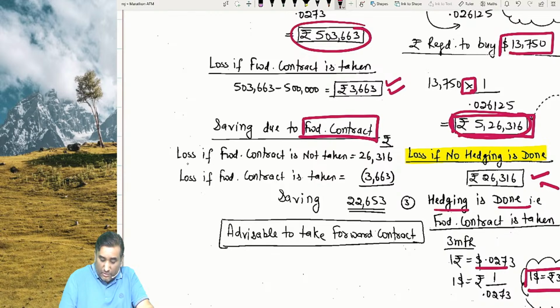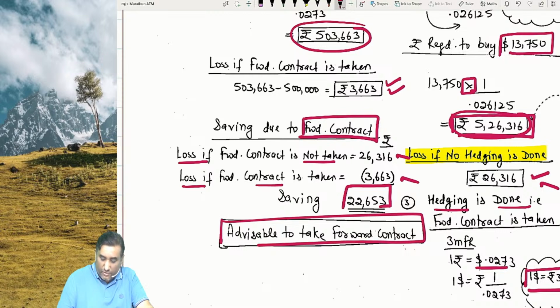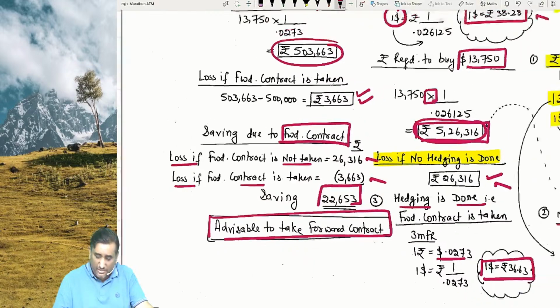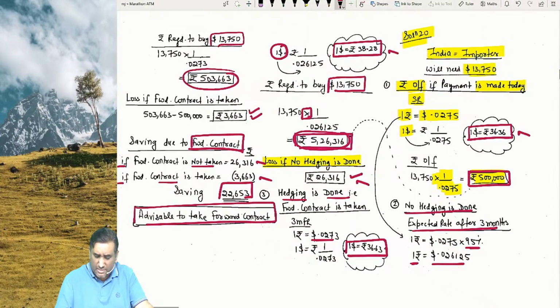Saving due to forward contract. Loss if forward contract is not taken is 26,316. Loss if forward contract is taken is 3,663. That is the saving due to taking a forward contract. It is advisable to take a forward contract. Forward contract is one of the risk management tools. We have money market operations, we have the options and futures market, and so on. This is one of the tools of risk management, which is the most common and easiest.